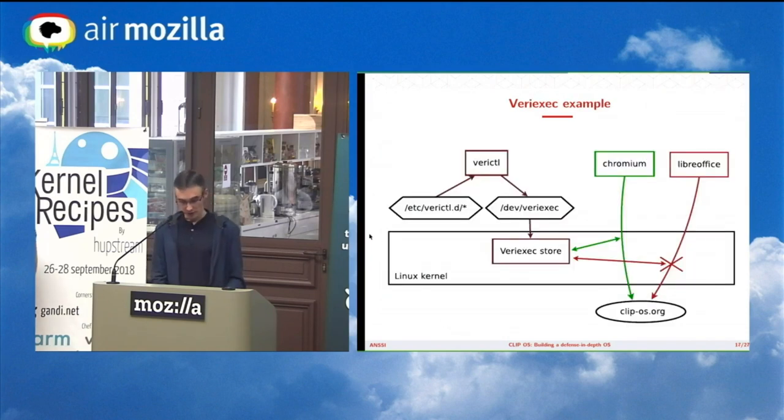So let's see how it works. Mainly, we have a set of configuration files which are installed by our packages, so bundled with our application. Then the VSCTL tool can read these configuration files and write them in a specific device called /dev/vexec. Then this configuration is stored in the kernel, which can then check if a process, for example here a web browser, is legitimate to connect to a server. And the processes which do not have this permission cannot connect to anything on the network.